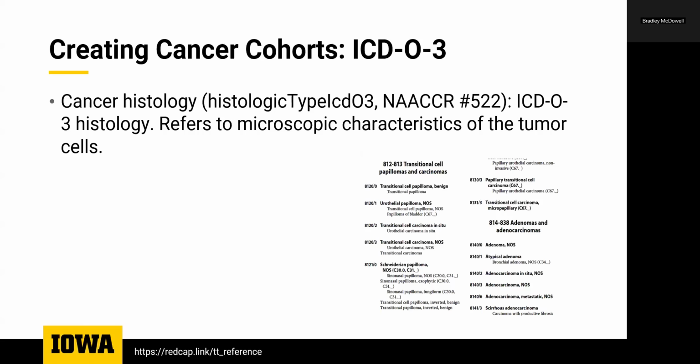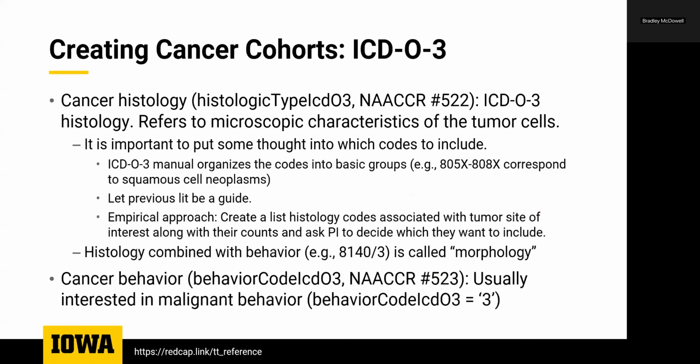So you have ICD-O-3 codes that tell you where the cancer exists. You also have a separate type of ICD-O-3 codes that tell you about cancer histology. Histology refers to the microscopic characteristics of the tumor cells. So when you hear about adenocarcinomas or squamous cell carcinomas, neuroendocrine tumors, these are all examples of histological subtypes, and those are captured by another kind of ICD-O-3 code here.